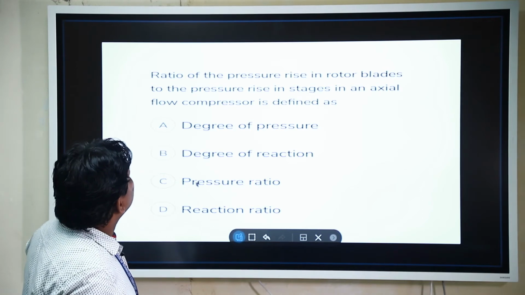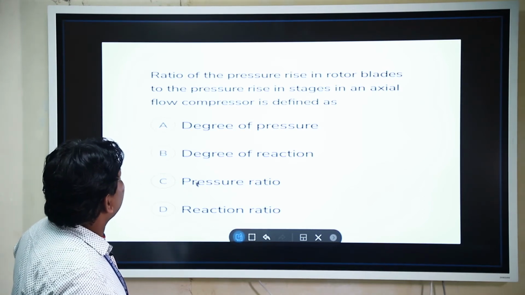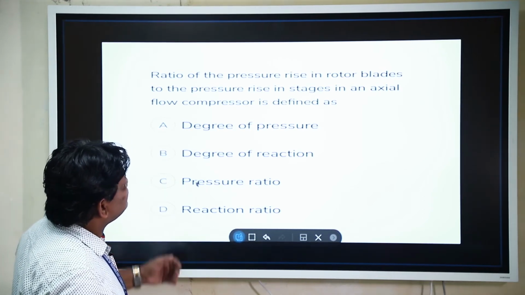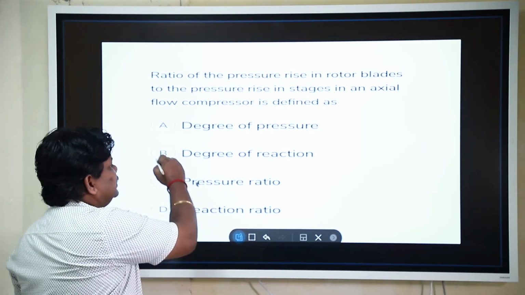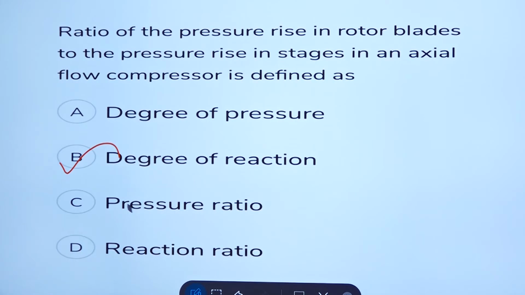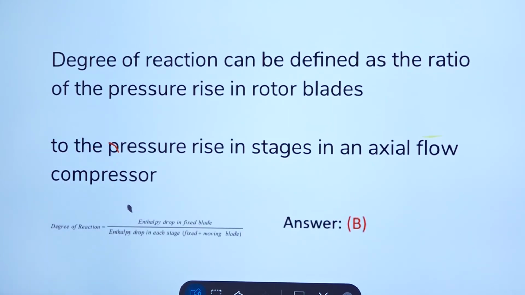The next is the ratio of pressure rise in rotor blades to the pressure rise in the stage in an axial flow compressor is defined as the degree of reaction. So this is a direct question. Okay, the answer is B.